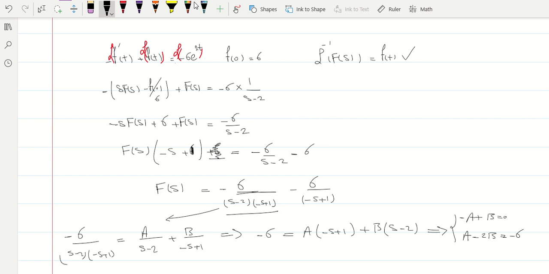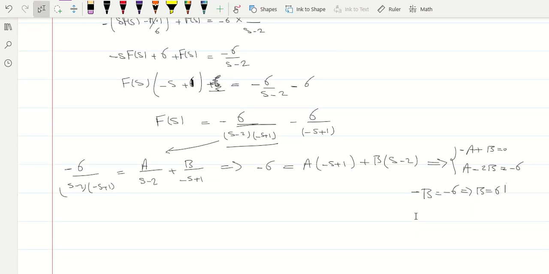If I add these two equations together, the A values would be omitted. So I would be left with minus B is equal to minus 6, which means B is equal to 6. And to find the A value, I'm going to substitute B equal to 6 into either of these equations. If I substitute it into the first equation, that would mean that my A value is equal to 6 as well.